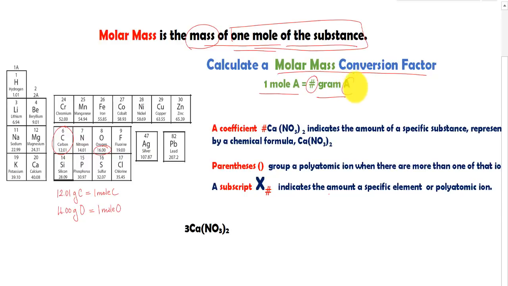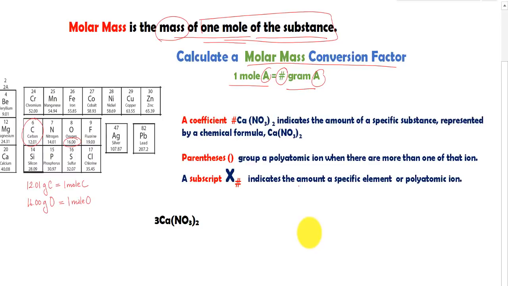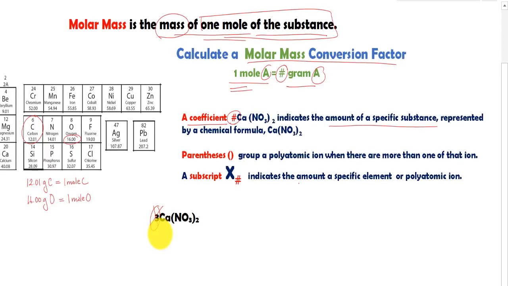However, what happens when the substance A becomes extremely complicated, such as the one right here, 3Ca(NO3)2? In order to solve for the molar mass of the substance, we need to know the different parts of a chemical formula. First of all, there might be a number in front of a chemical formula. This is called the coefficient, and it indicates the amount of a specific substance. In this case, the 3 indicates 3 moles of this substance. However, we only want 1 mole, so we can ignore the coefficient.